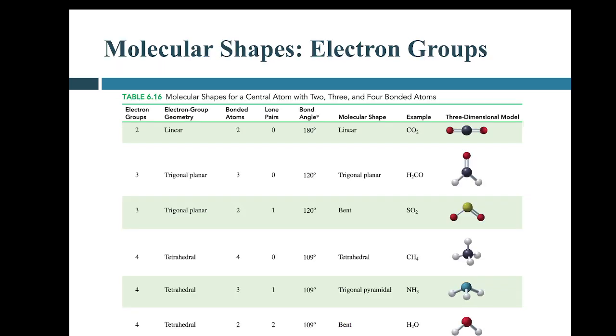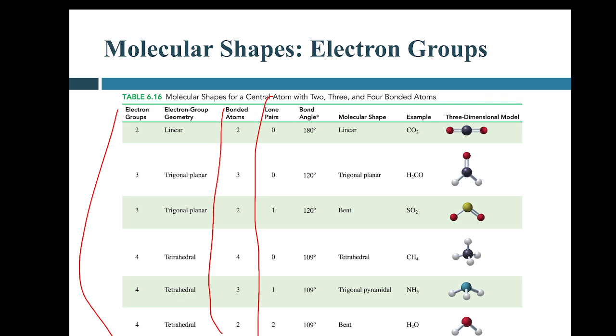This right here is actually a summary of these things. You'll notice, these are the bonded ones. These ones right here are the lone pairs. If you add those together, they're always going to give you the number of electron groups around it. Anybody have any questions about that so far?